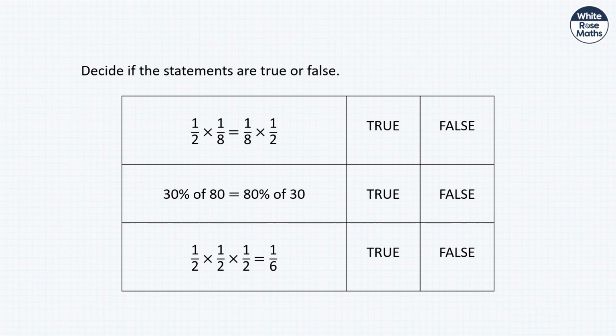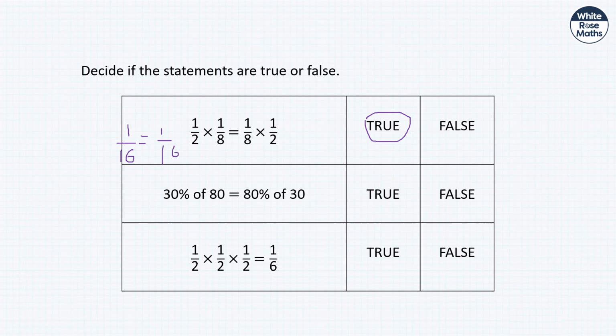There we go. Decide if these statements are true or false. Well, that's true, because a half times 1/8 equals 1/16, and on the right hand side, 1/8 times a half is equal to 1/16, so 1/16 equals 1/16, that is true.